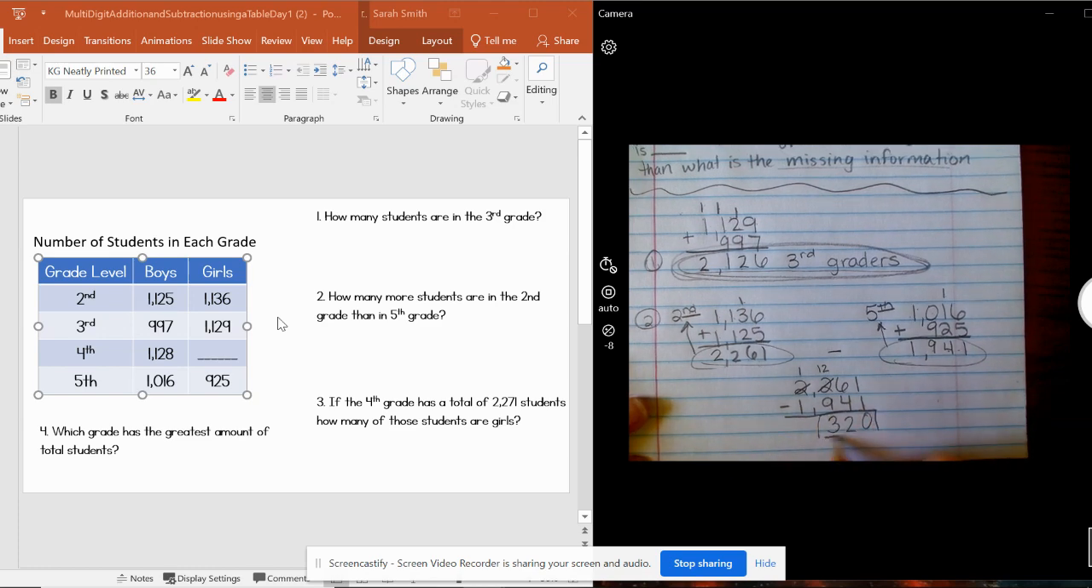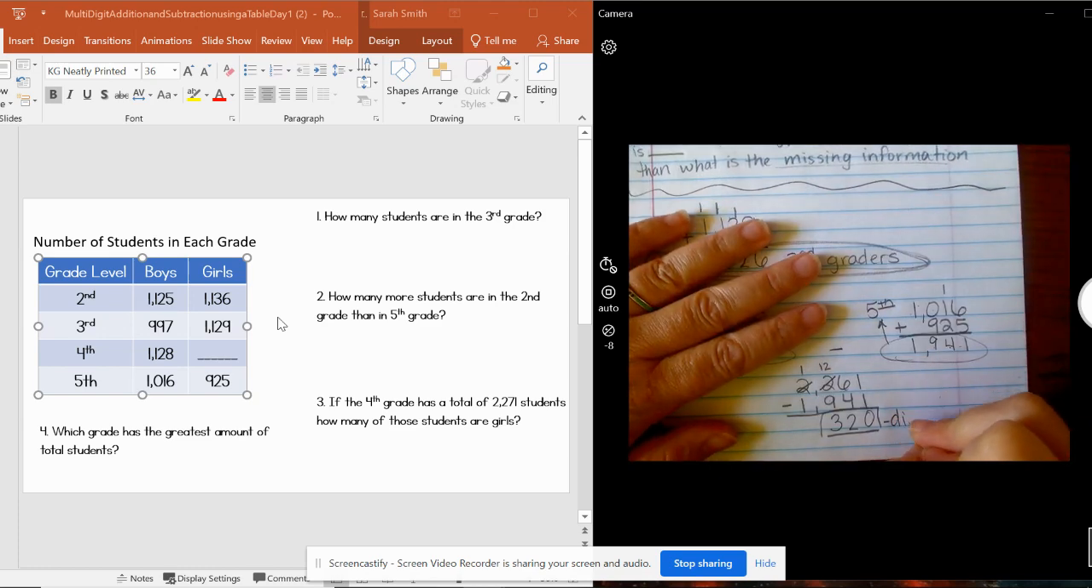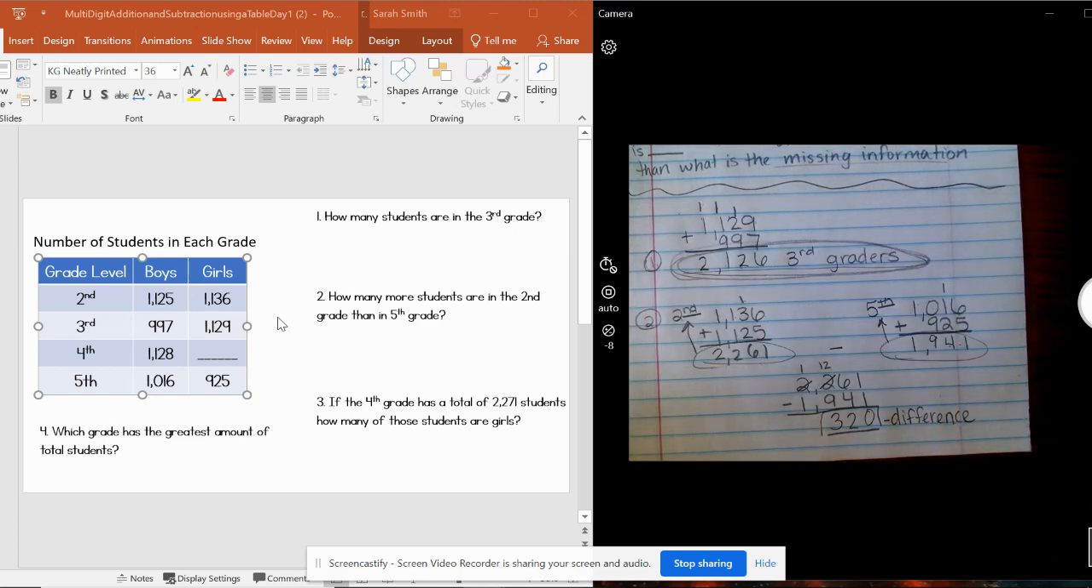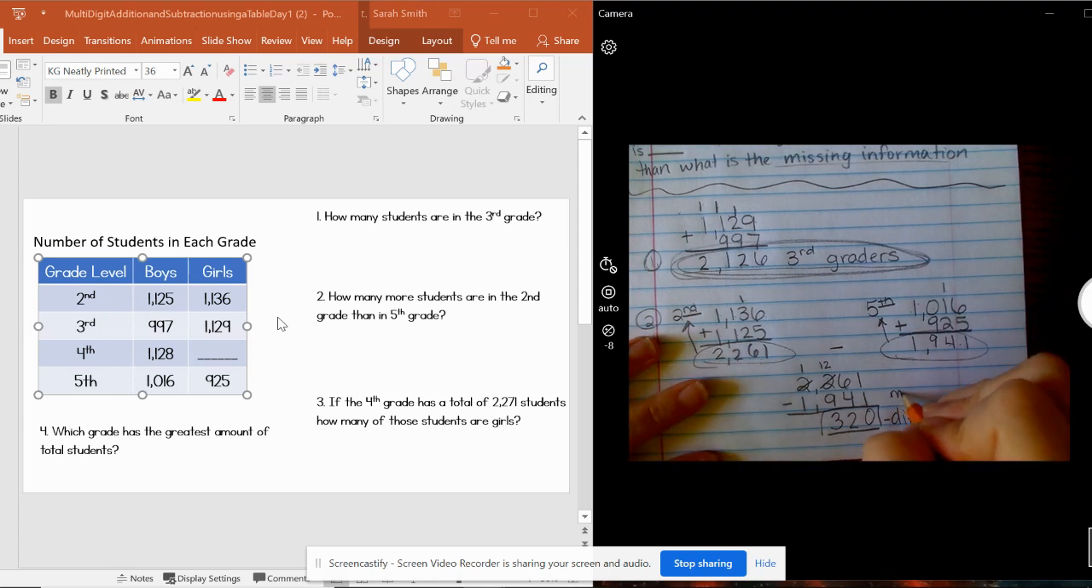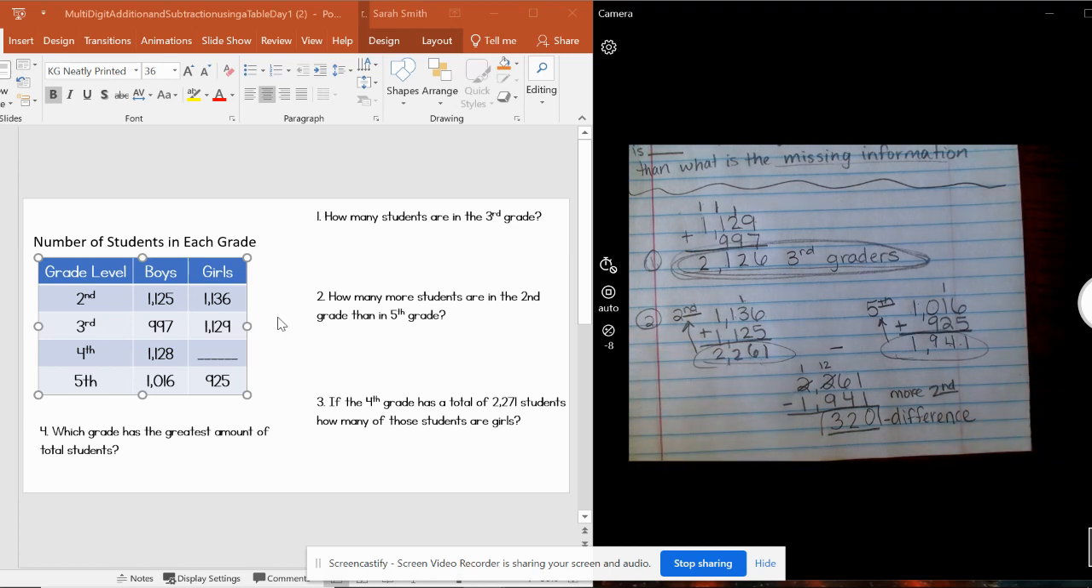And I know the difference between second graders and third graders. So, or not third graders, fifth graders. So there are 320 more second graders, right? So that's the difference between the two. All right, so that's how you do that problem.